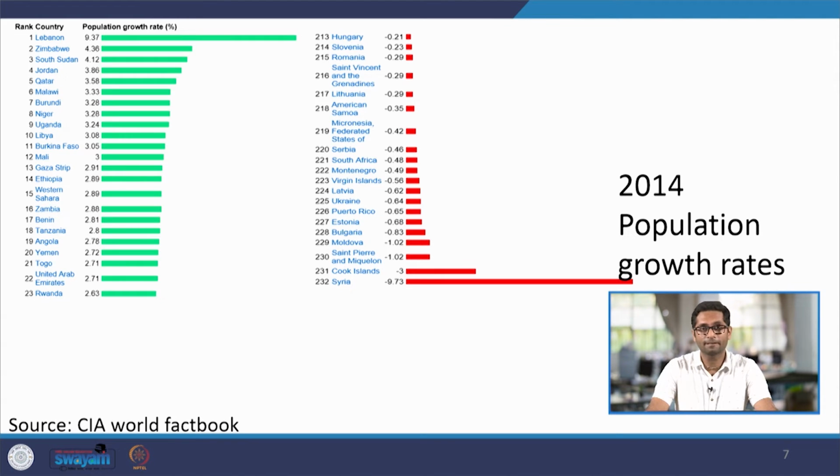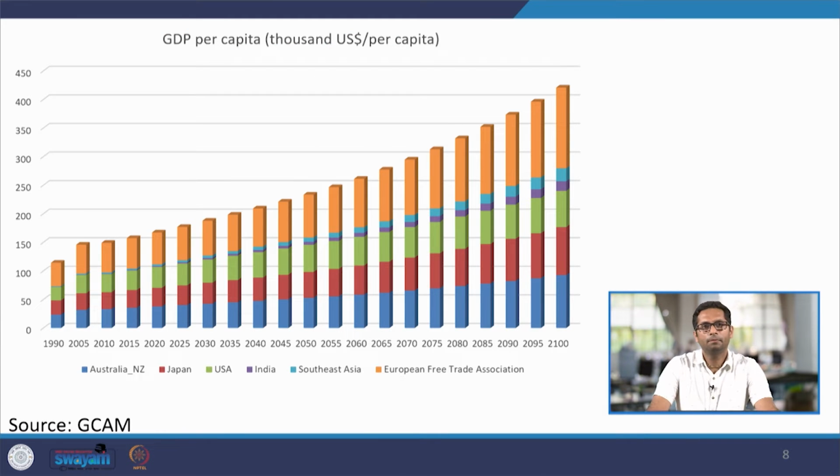There could be different factors around it, but we see there is a very vast variation among the different countries of the world in terms of the growth rates that they have been exhibiting. Then another strategy that could be adopted for achieving the targets of maybe 2 degrees Celsius would be, let us also try to limit the GDP per capita.